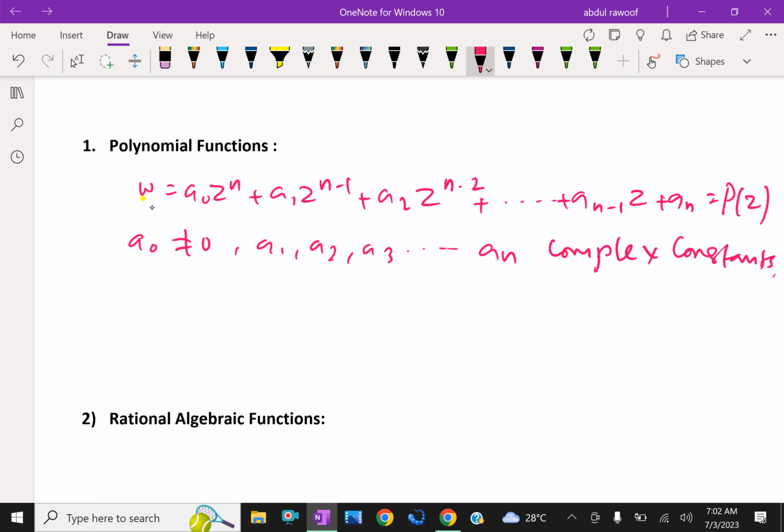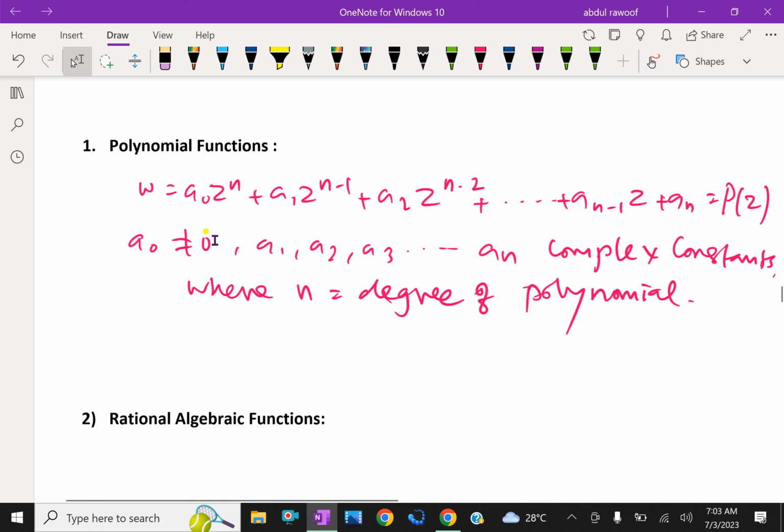Complex constants, and n is a positive integer called the degree of the polynomial. So that means a1, a2 are the complex constants. They can take any values of complex number, and n is the degree of that particular polynomial function.